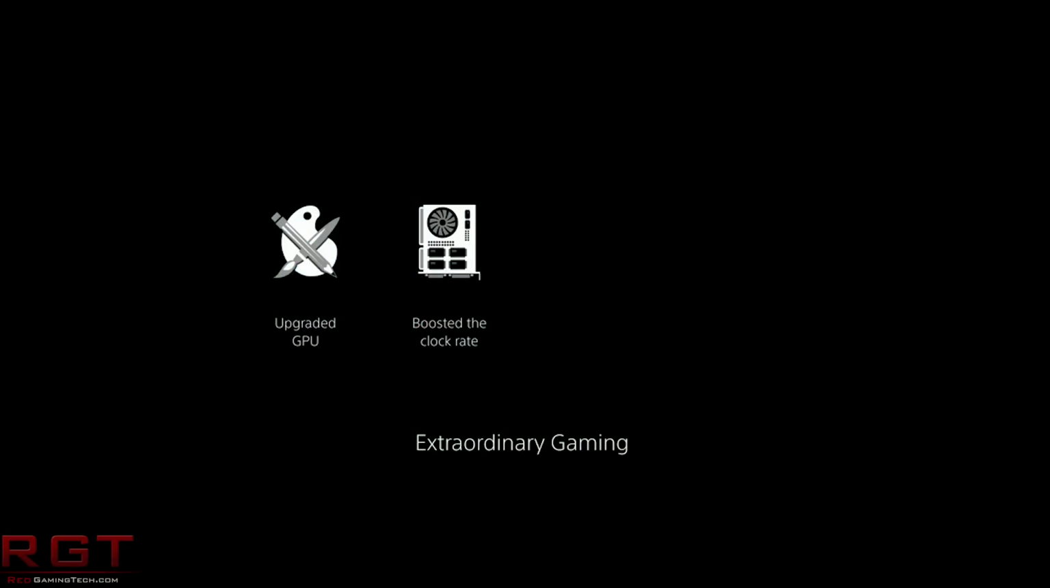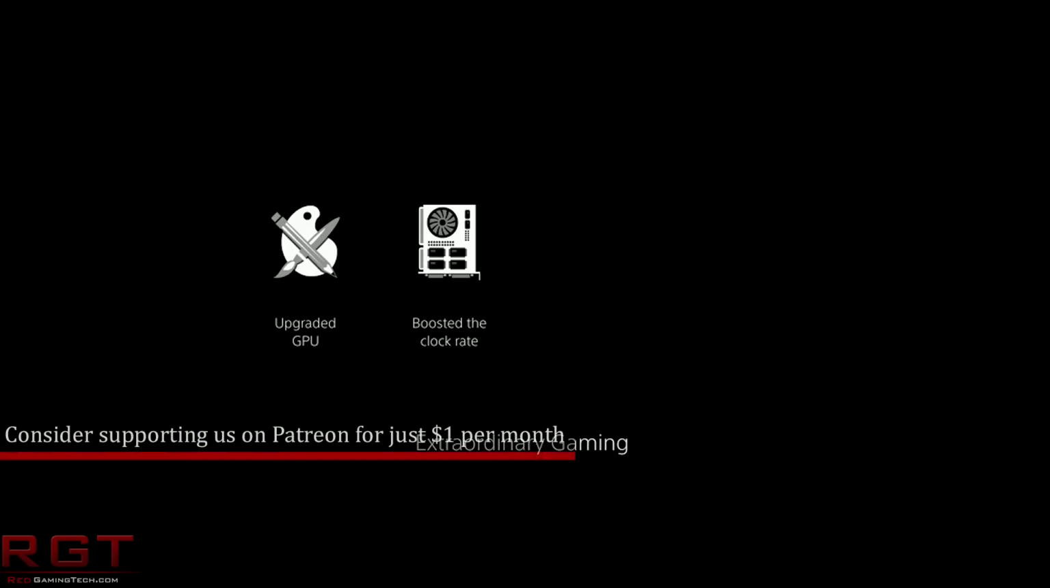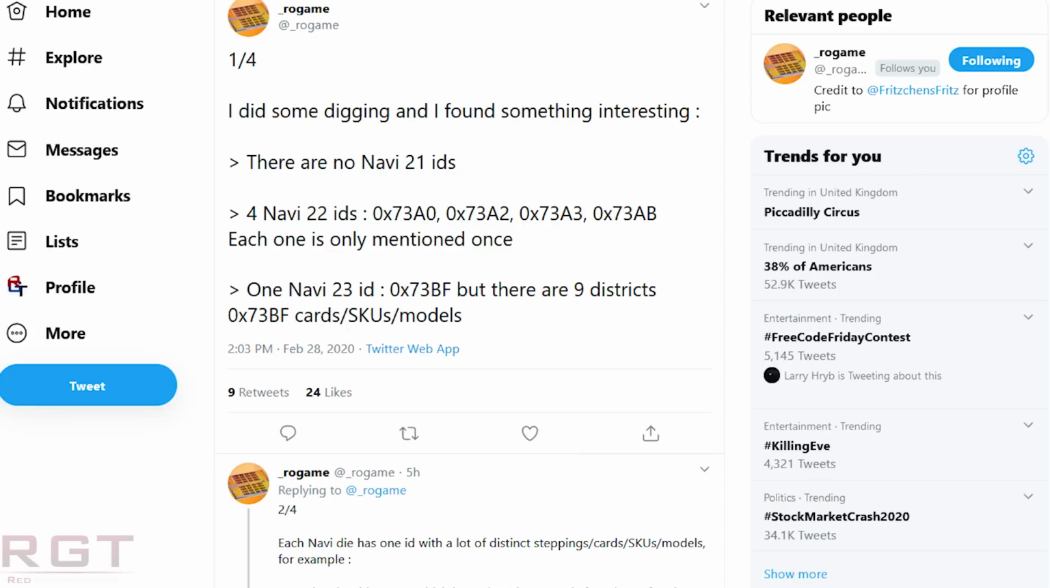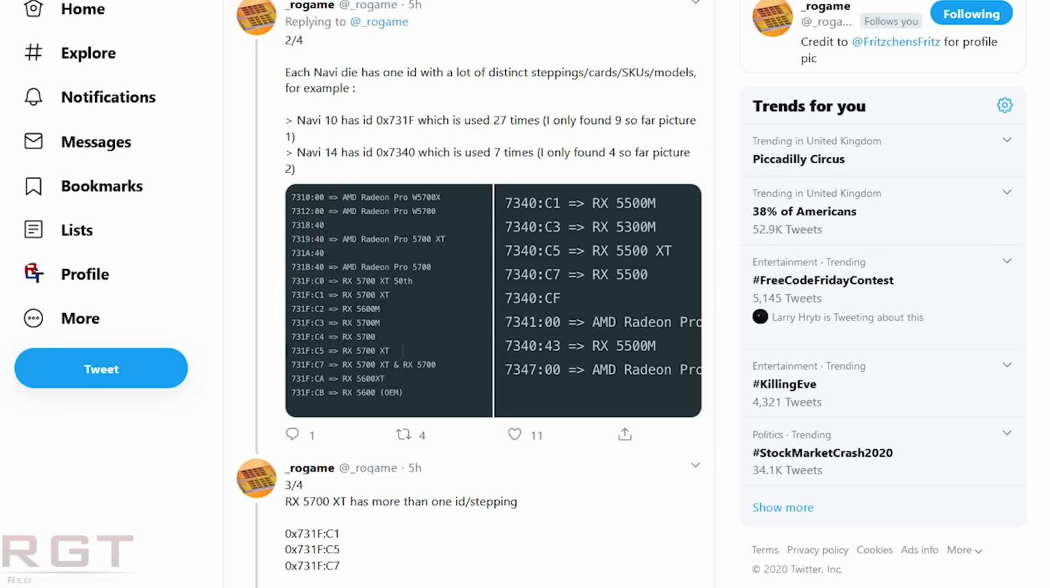The first thing I'd like to begin with is a post from Rogame, and this actually concerns the next generation of AMD GPUs, Navi 2X. Specifically, there are no Navi 21 IDs that he can find. There are 4 Navi 22 IDs, you can read them yourself on screen, and there is a single Navi 23 ID, but they come under multiple different cards and SKUs and models. Now, reading part 2 of his tweet, he thinks that each Navi die has one ID with lots of distinct steppings, which of course makes sense.